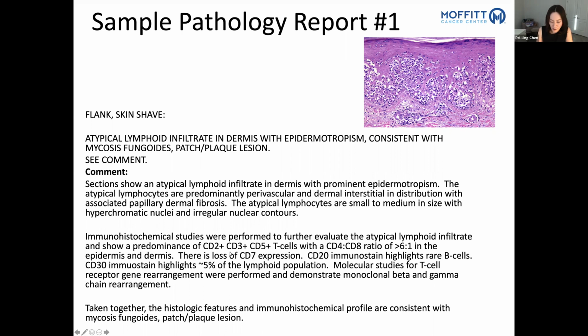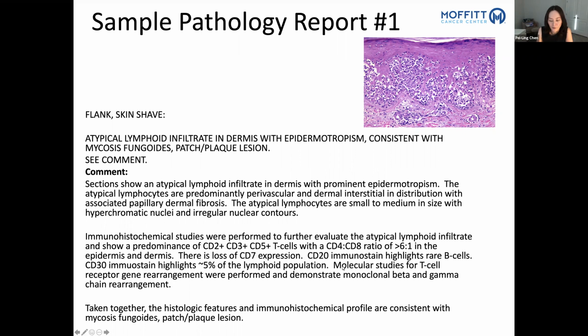There's loss of CD7 expression. As I mentioned, I do want to see some loss of T cell markers. That is helpful. I also check for B cell markers, CD20, to make sure this is not a B cell process. So CD20 immunostain highlights rare B cells. CD30 immunostain we always perform because brentuximab is a treatment for CTCL, and that's an anti-CD30 antibody. So we want to see stain for CD30 for its expression, and document what percentage of the lymphocytes express CD30.